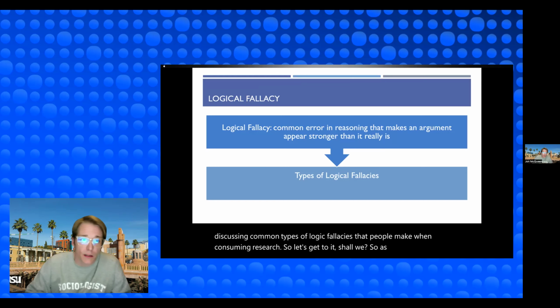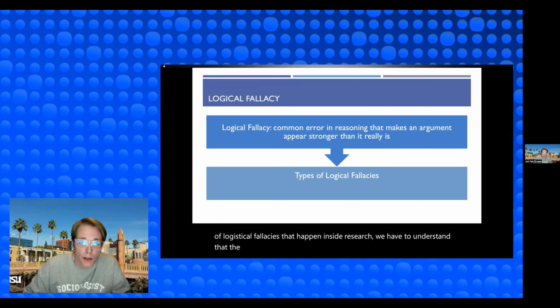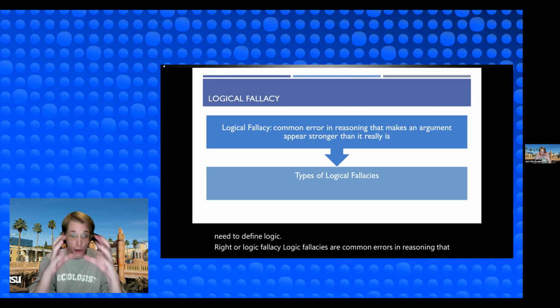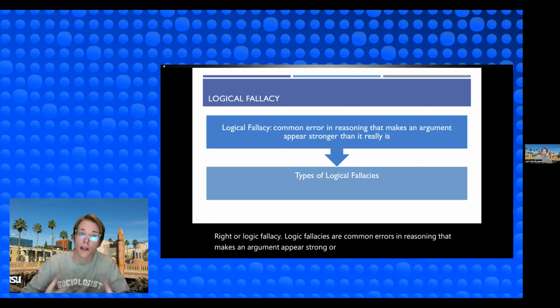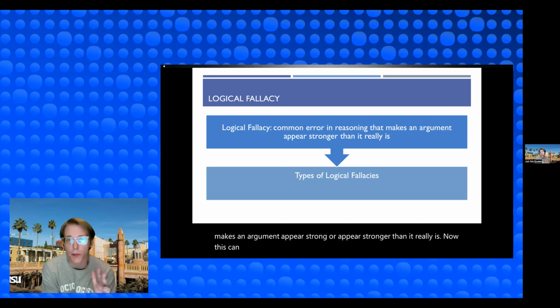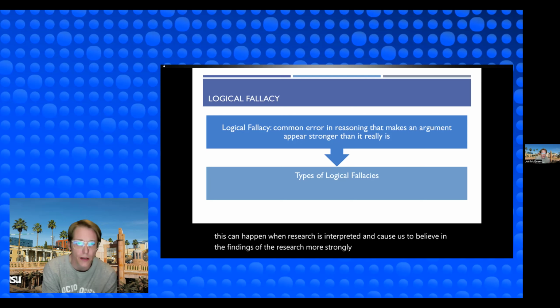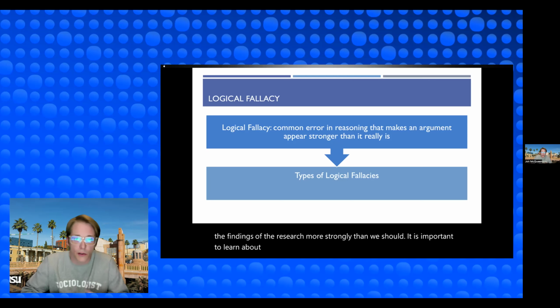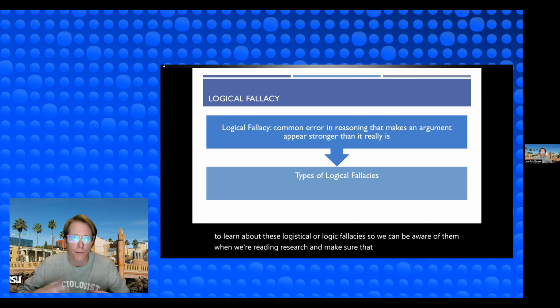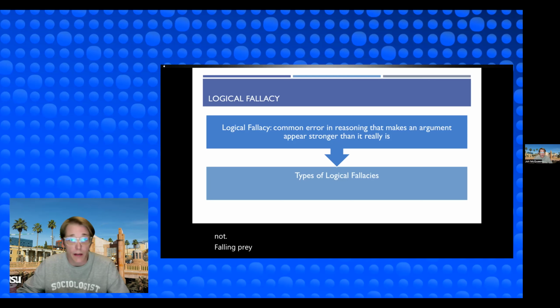As we discuss these kinds of logical fallacies that happen inside research, we first need to define logic fallacies, right? Logic fallacies are common errors in reasoning that make an argument appear strong or appear stronger than it really is. Now, this can happen when research is interpreted and cause us to believe in the findings of the research more strongly than we should. It is important to learn about these logic fallacies so we can be aware of them when we're reading research and make sure that we are not falling prey to these common errors in reasoning.